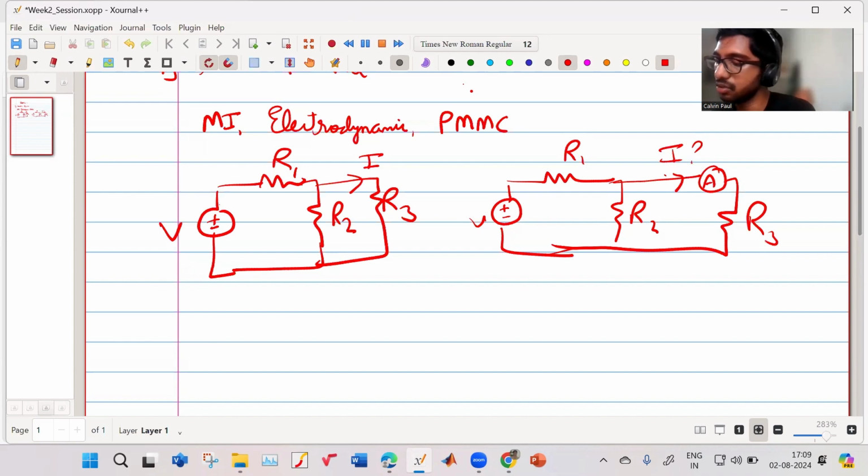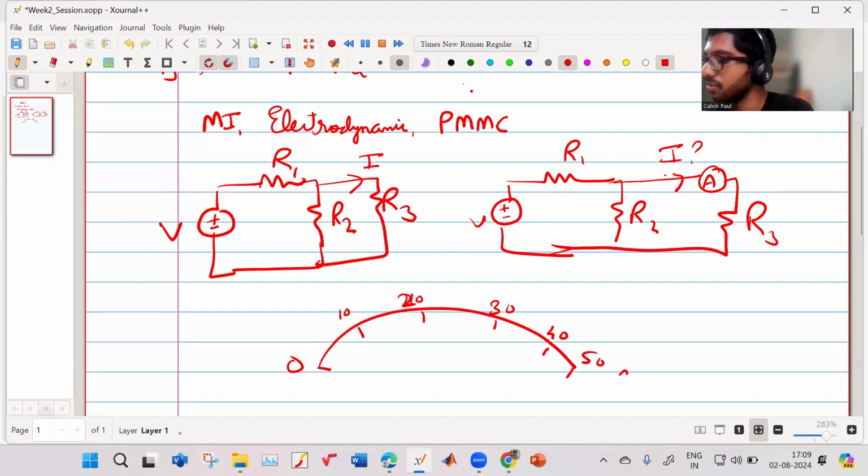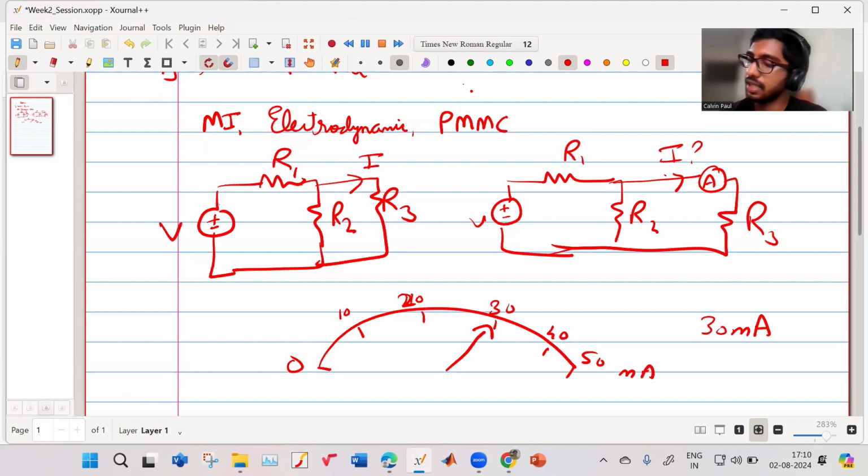Your ammeter has a scale with a pointer. This may be 0, suppose 10, 20, 30, 40, 50, all in milliampere scale. Depending on where it is showing, if it shows 30, you will assume that the current was 30 milliampere, and that was the current I flowing. But the internal resistance RA of the ammeter may be finite. It may not be 0. It may be some finite value.